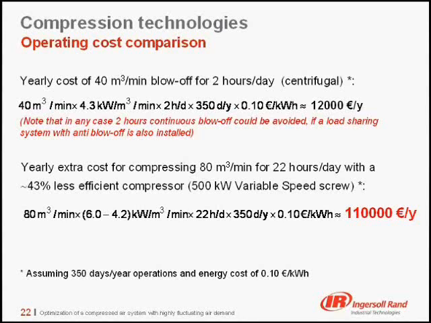Even if we consider that maybe for the 22 hours per day the variable speed screw compressor does not work always at full load, the difference is so huge that it would be hard to affirm that the customer would have saved energy and money by buying a 500 kilowatt variable speed screw compressor instead of a new centrifugal compressor.